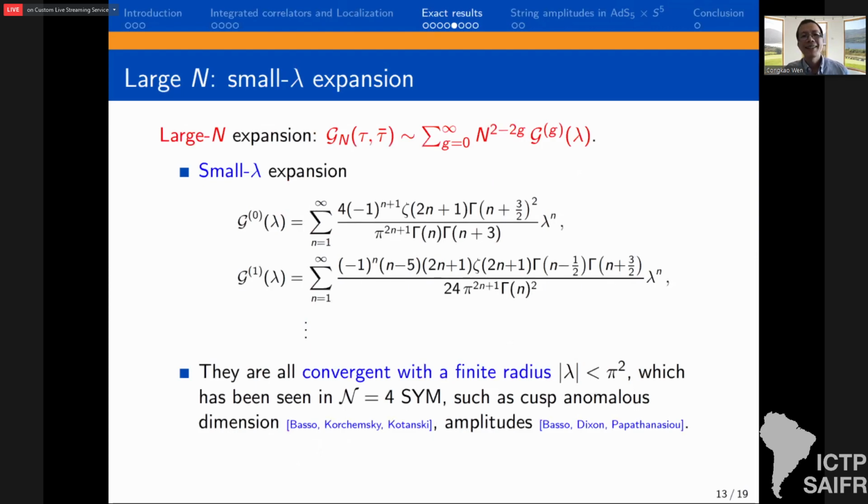One may also look at the large N expansion, the so-called genus expansion, and at each order of genus, one can expand in small lambda or large lambda. Let me begin with the small lambda expansion. One can actually go pretty high, but the concrete expression is not that important here. Just to mention one small thing, we found that at each order, the series is convergent with the same finite radius. This property has been seen in N=4 super Yang-Mills for other physical quantities, such as the cusp anomalous dimension or amplitudes.